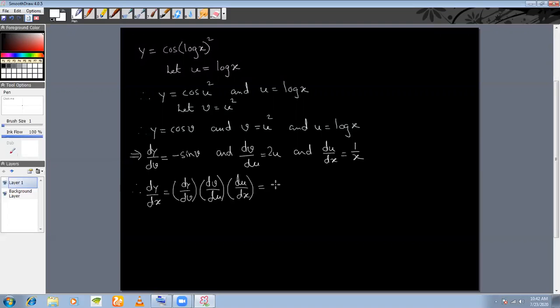is equal to minus sine v, dv/du is 2u and du/dx is 1 by x. Now we put back the values. Minus sine v is what? u square. So minus sine u square. So u is what? log x. So twice log x into 1 by x. Next is equal to, what is u? u is log x whole square. Let us multiply all this together.